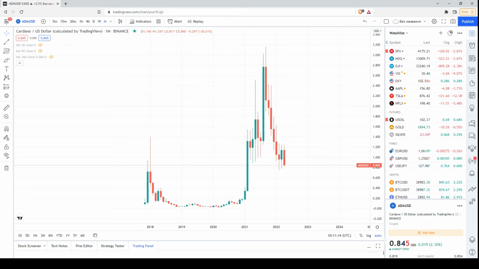Hello beautiful blockchain people. Today let's analyze the price chart of Cardano or ADA. The current price is 84 and a half cents.